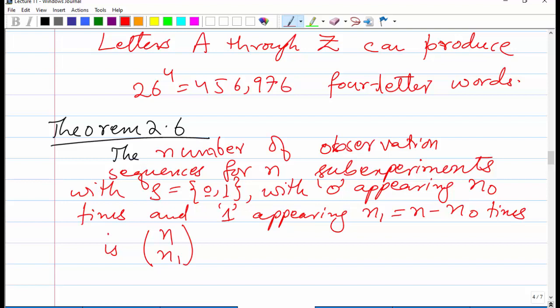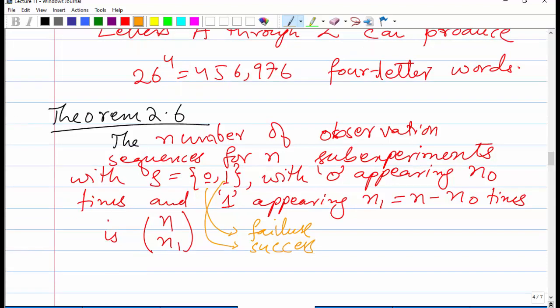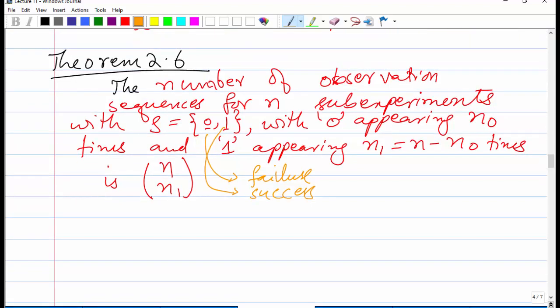Here 0 could be, we can relate it to say failure of some experiment, and 1 we can call it the success. So maybe we are checking when we are manufacturing ICs and we are testing them. So we are testing a batch of 10 ICs, so we can say which one of them is a failure and which one of them is success. So we can use these 0 1 to represent that also, the repetition of that sub experiments. So 0 1 here is not only for the binary numbers, although binary numbers can be used for them too.